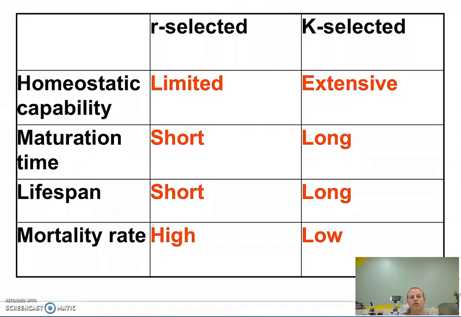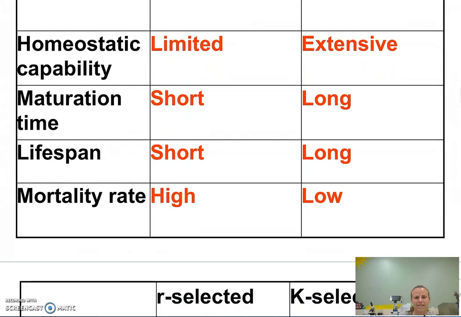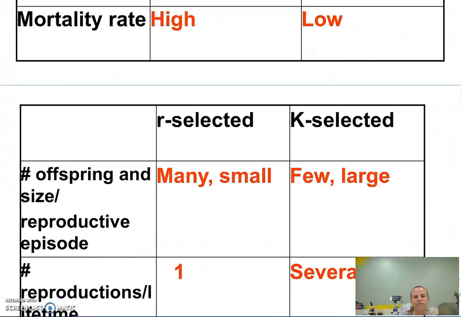R-selected organisms have a short lifespan. Back to our fruit fly example, those fruit flies have a lifespan of approximately 2 weeks, whereas K-selected organisms, back to our human example, have a long lifespan. I think the current global average is 85 years old, something along those lines. R-selected organisms have a high mortality rate, mortality meaning death, whereas K-selected organisms have a low mortality rate.